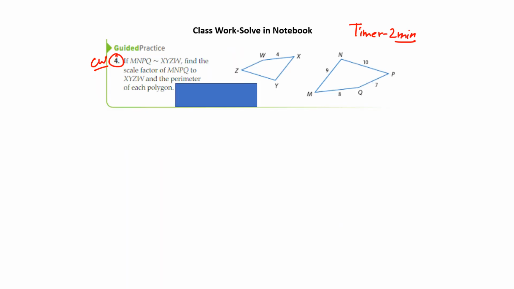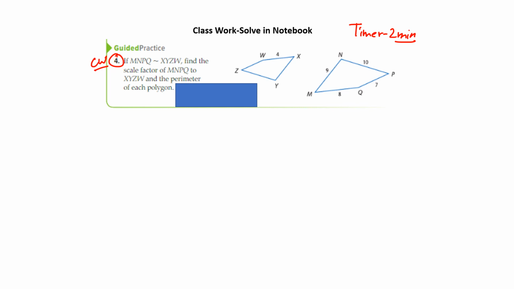Try this question in a similar way as your homework. I will give you a hint. M, N, P, Q, all sides are given to you. You can add and find the perimeter. For the other one, only one side is given. You need to find the perimeter of this one also. So you will divide both perimeters and that will be equal to the scale factor.